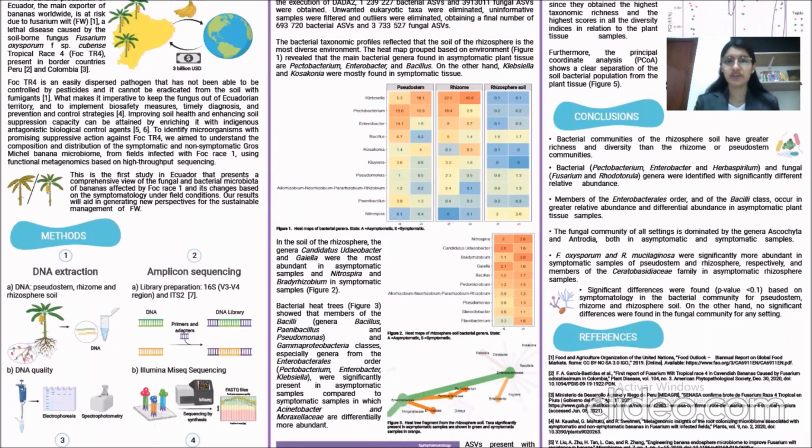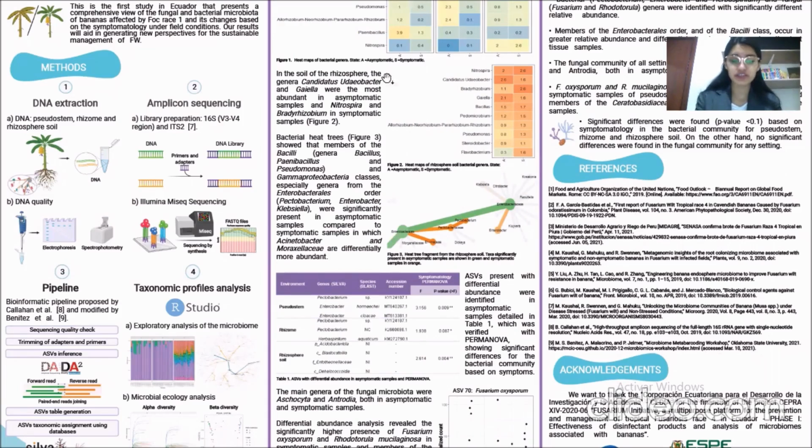The bacterial taxonomic profiles reflected that the soil of the rhizosphere is the most diverse environment. The heat map, grouped based on environment in figure number 1, reveals that the main bacterial genera found in asymptomatic plant tissues were Pectobacterium, Enterobacter, Bacillus, and on the other hand, Klebsiella and Kosakonia were the most found in symptomatic tissue. In the rhizosphere soil, the genera Candidatus Udaeobacter and Gaiella were the most abundant in asymptomatic samples, and Nitrospira and Bradyrhizobium in symptomatic samples.